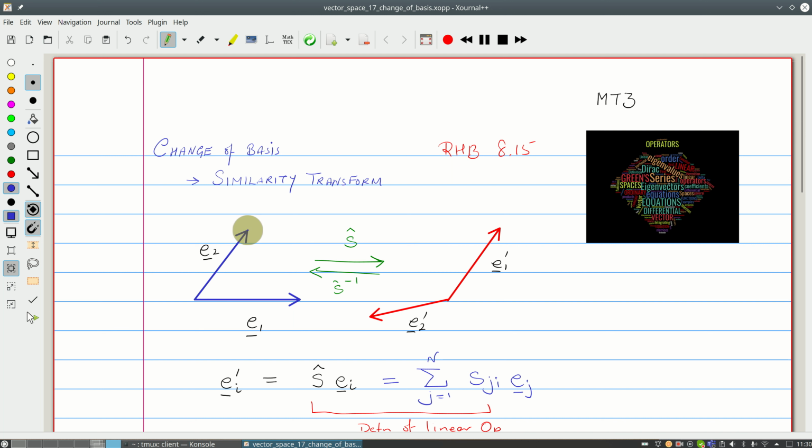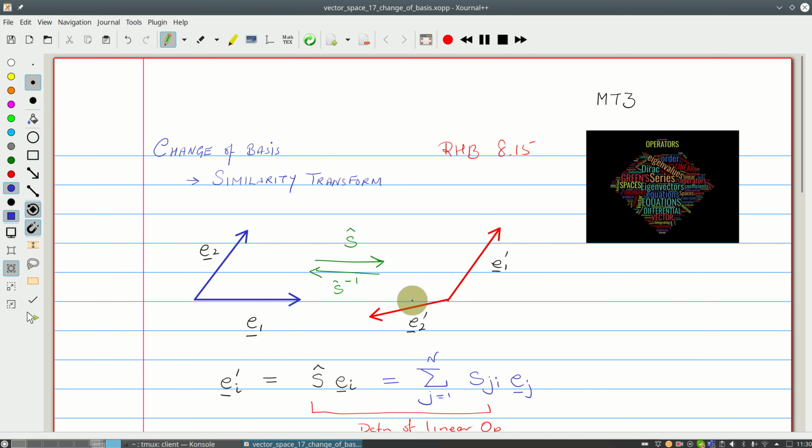Okay, so here's the idea. You've got a vector space, in this case a two-dimensional space spanned by E1 and E2. These could be any basis vectors. They don't need to be orthonormal. And the idea is that under some linear transformation S hat, you transform this basis set into another basis set, E1 prime and E2 prime, in the same vector space.